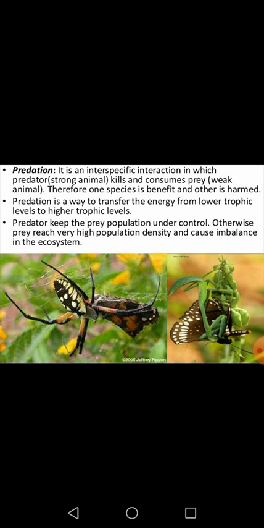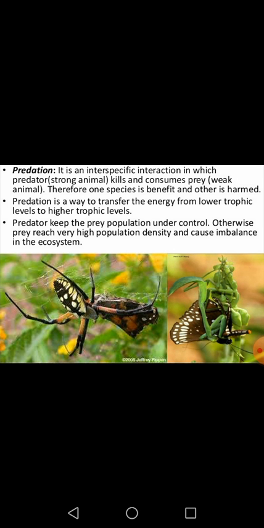I want to tell you that predation is also essential because predation is a method through which energy is passed from one trophic level to another in a food chain. Suppose a deer is hunted by a tiger, so we can say that energy is transferred from deer to tiger. As well as, predators keep the prey population under control, otherwise prey reach very high population density and cause imbalance in the ecosystem.